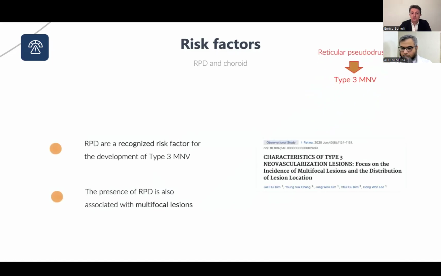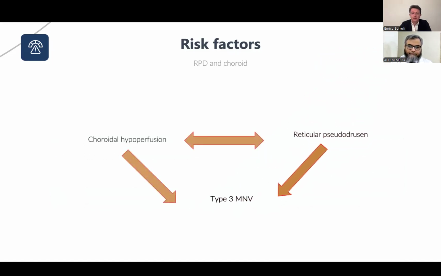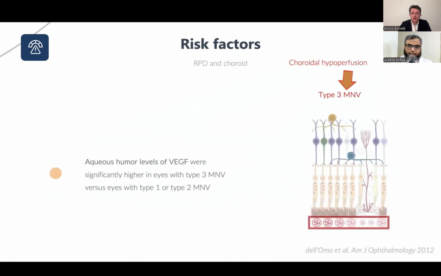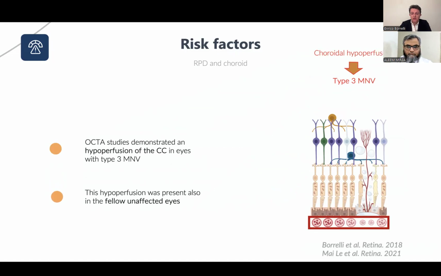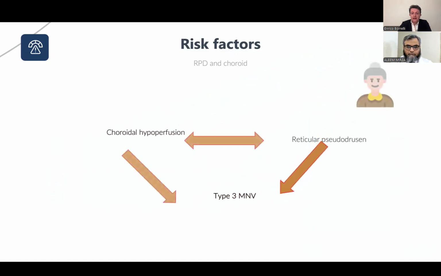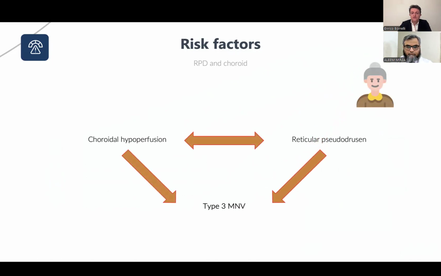This is again to remind everyone that reticular pseudodrusen are common in patients with AMD and they are a recognized risk factor for the development of type 3 macular neovascularization. And also choroidal hypoperfusion. These are some studies showing this. So again, older female patients are more commonly affected by type 3 macular neovascularization, especially those patients with choroidal hypoperfusion and the presence of reticular pseudodrusen.